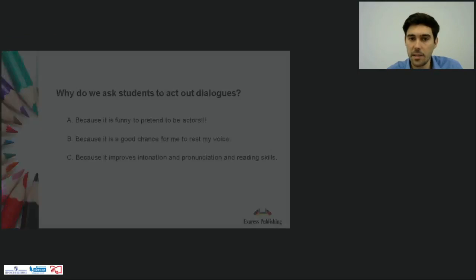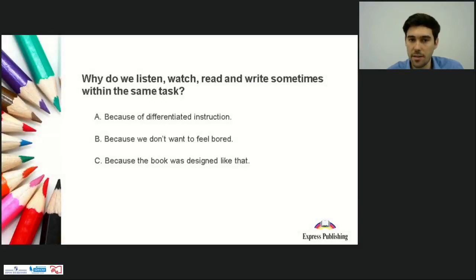Next question: why do we listen, watch, read and write sometimes within the same task? Quite often in primary levels we'll see a lot of different tasks that involve many different skills within one task. So we'll have, as it says in the question, listening, reading, writing within the same exercise. Why do we have these different approaches within one exercise?